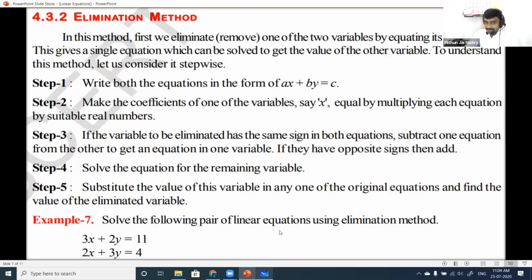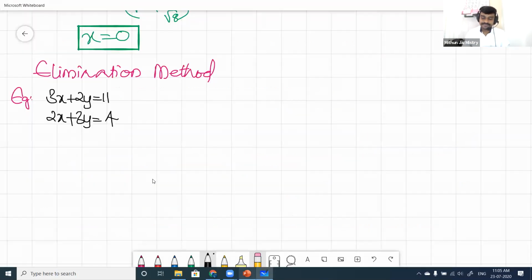See, beta, if in the question it is clearly given to use the elimination method, then you have to use the elimination method. And if it is not given, then you are a free bird. You can use the substitution method, or you can use the elimination method. The choice is yours. But presently, the elimination method.